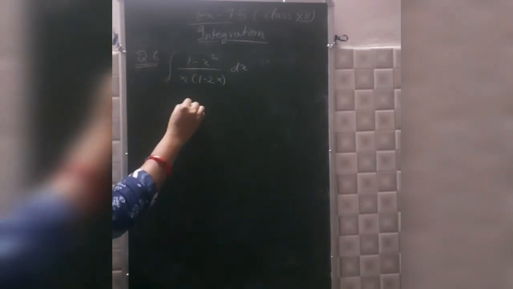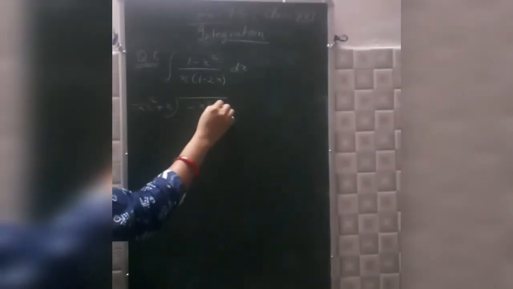If you see here, this is p(x), this is q(x). The degree of p(x) is 2, and the degree of q(x) is also 2. So if the degree of numerator and denominator is the same, in that case you will divide first. So firstly we will divide these two functions. When you divide, this x is multiplied inside the second factor, it becomes minus 2x square plus x.